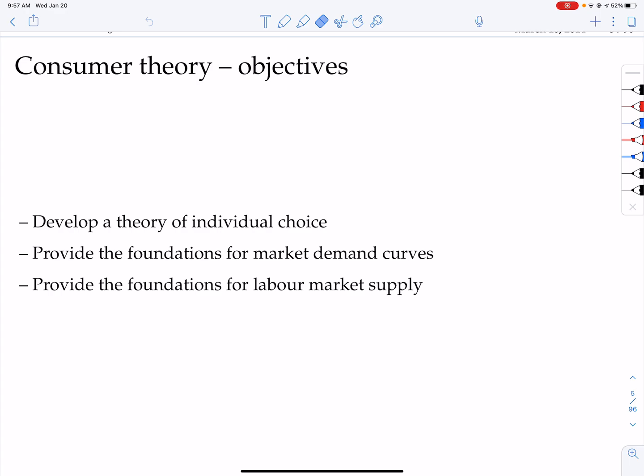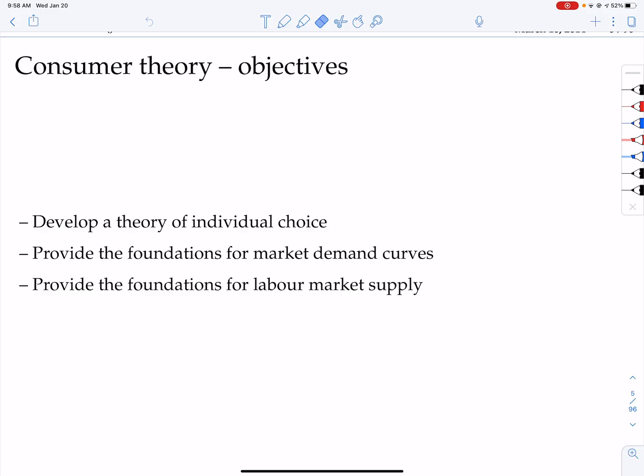And here's consumer theory. So we are going to develop a theory of individual choice, how the individual chooses, right? And this will provide the foundation for the market demand curve and the foundation for labor market supply.